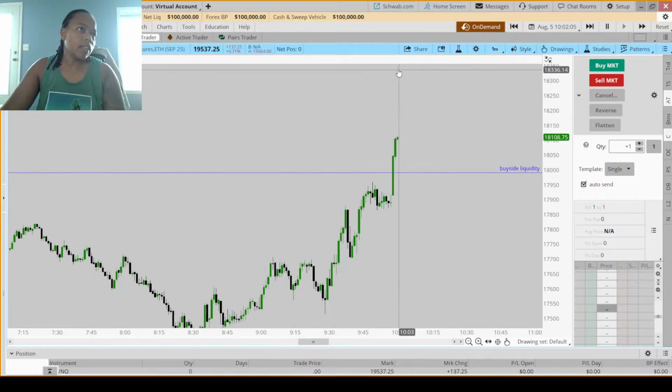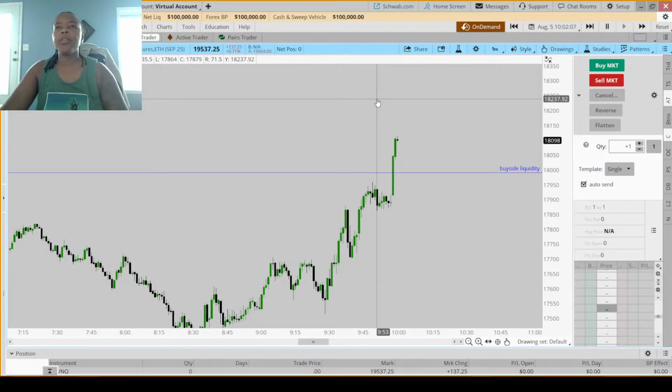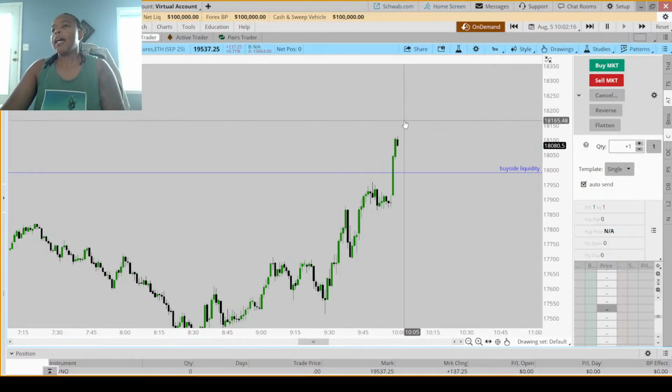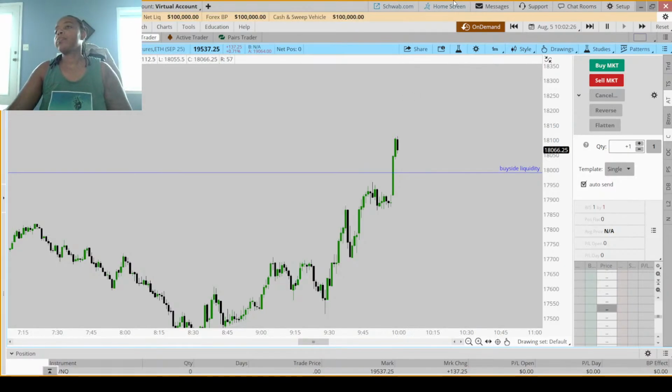Just in case for folks, I am backtesting using Thinkorswim's on-demand feature, which is great because it literally does it tick by tick. You can actually sort of backtest and forward test at the same time. It's really weird. Anyway, so I'm backtesting August 5th from 2024.